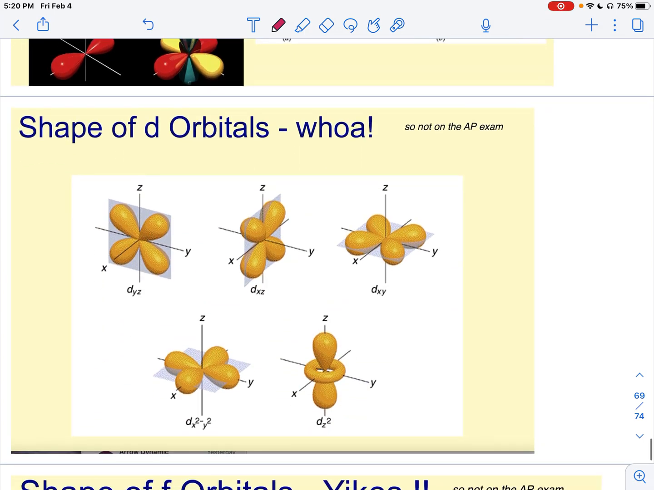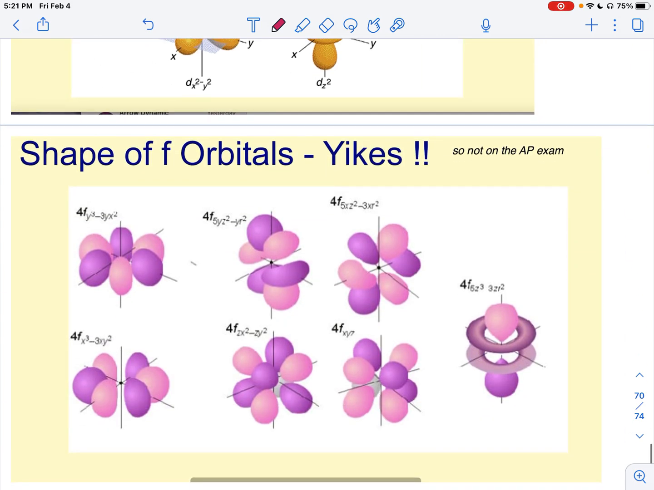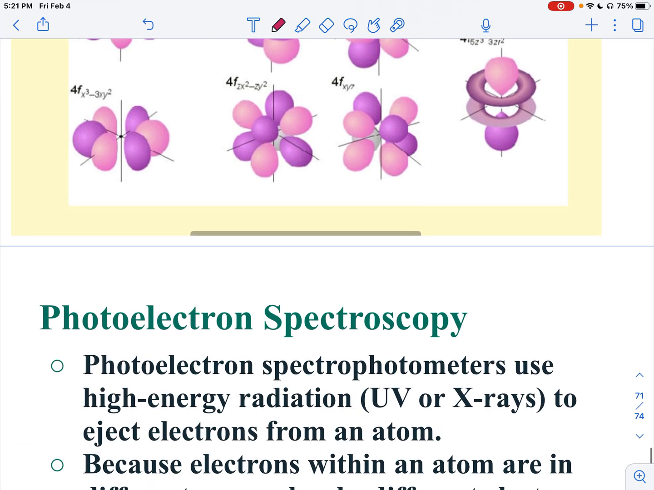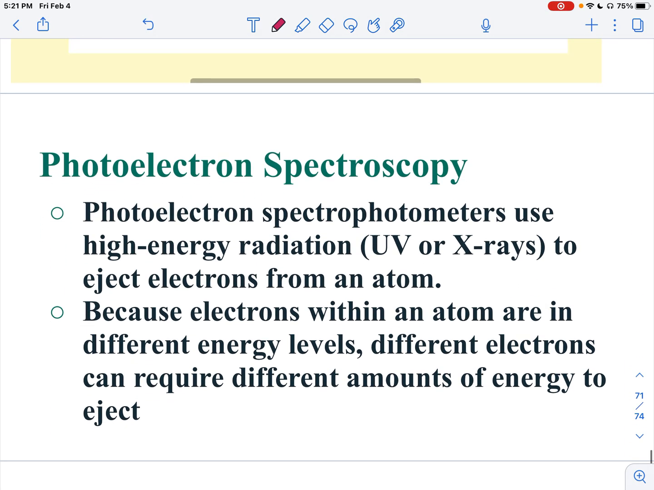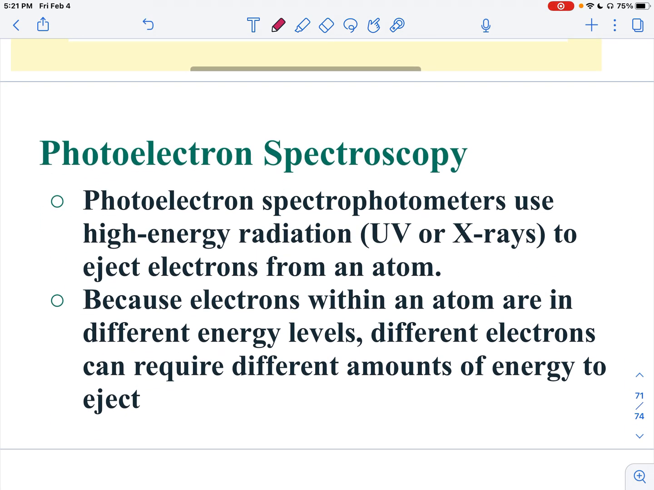D is definitely not going to be on AP. Look at how weird they are. And then F is very weird. Okay, so I just wanted to kind of expose you to what they looked like, but I don't expect them to be on the AP test. If they're helpful for understanding bonding, now you have at least an idea of what they look like.